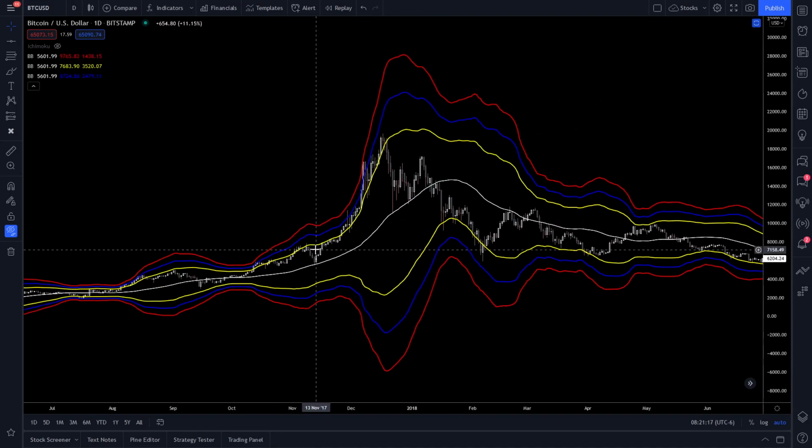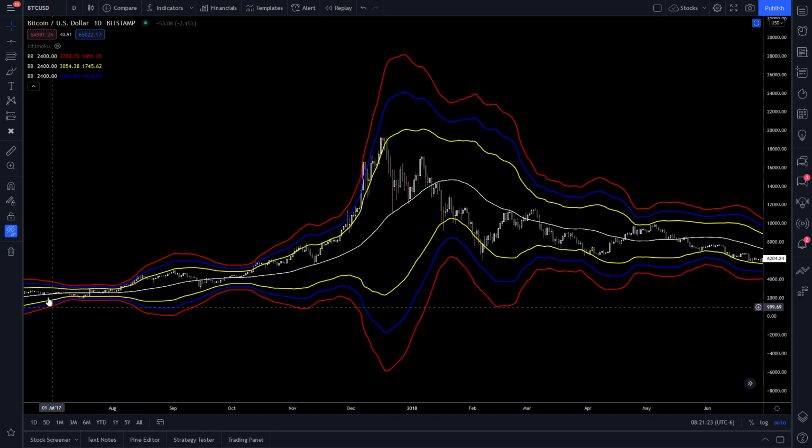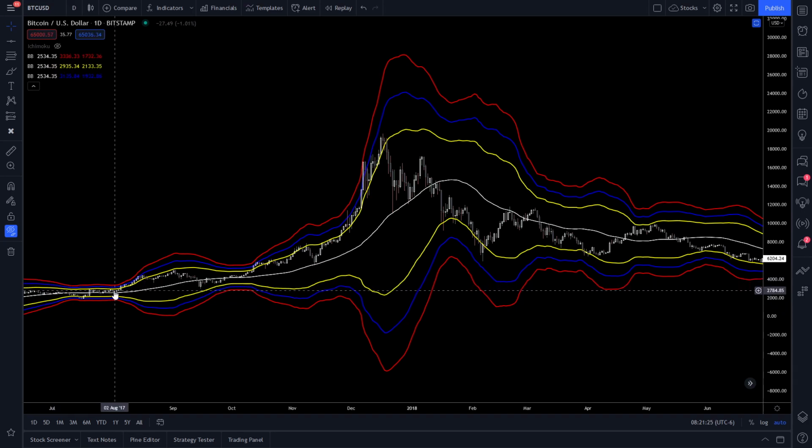So essentially, what we have here is Bollinger Bands. Bollinger Bands measure the volatility of an asset. So as volatility decreases, what you'll notice is that you get a contraction within the Bollinger Bands. They squeeze together, and then you see a breakout as the Bollinger Bands begin to widen.